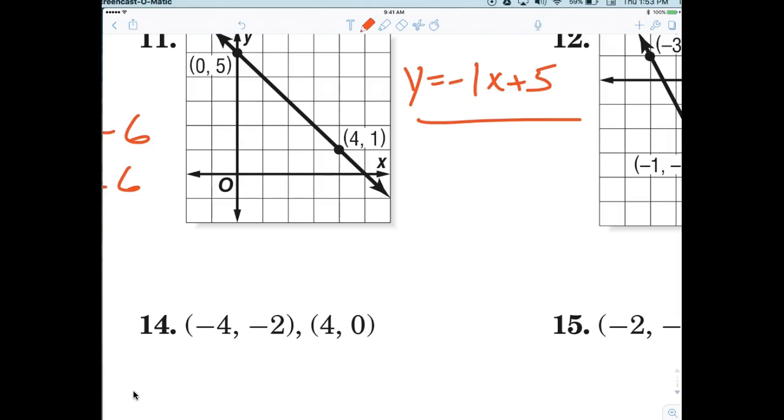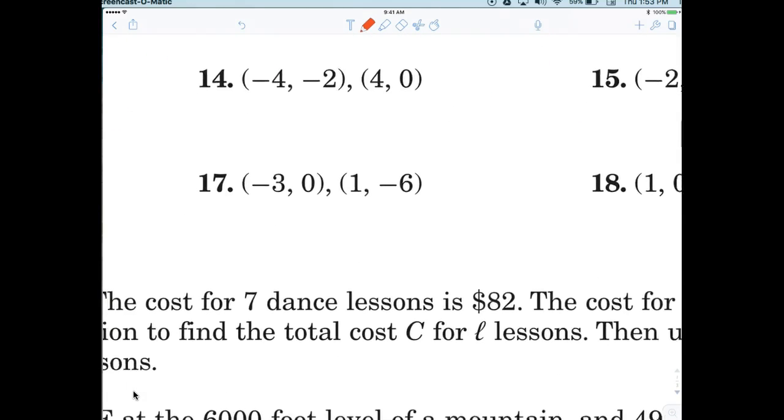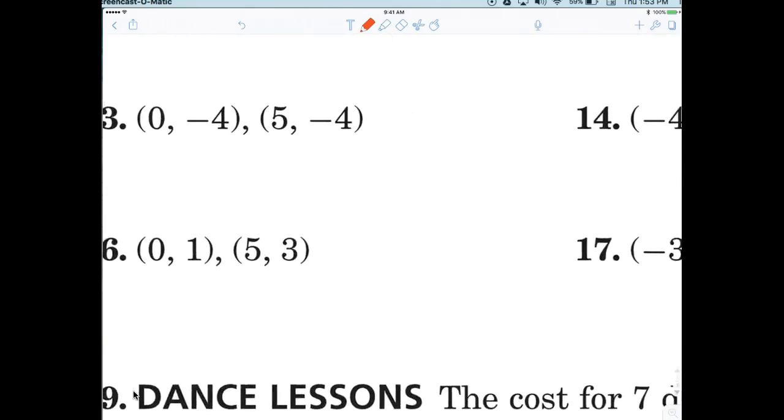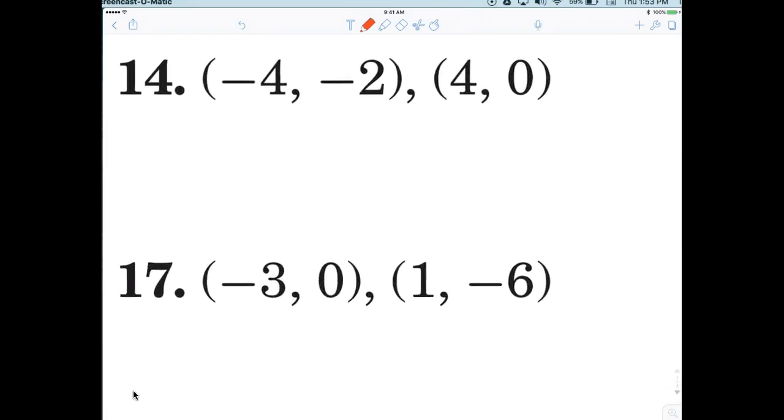Yes, sir. Anybody have any questions? No, sir. Right, all we're doing is finding slope and y-intercept and putting them into the equation. All right, now let's let the real fun begin. Let's everybody take a look at question number 14. We're just going to do 14.